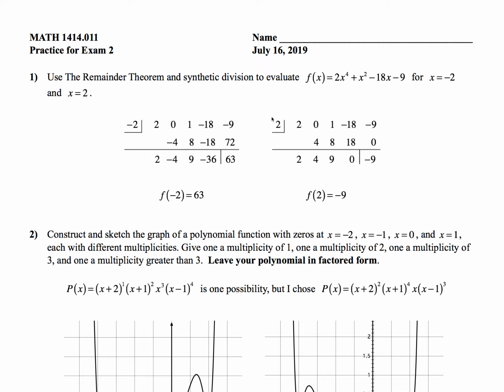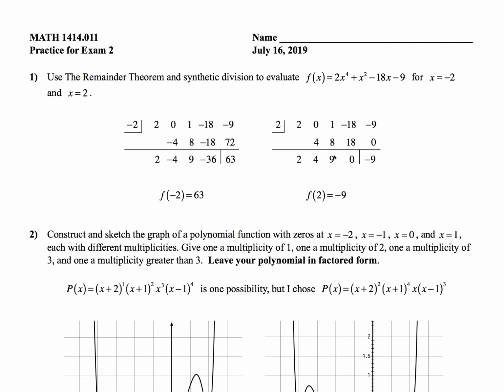So we drop the 2 down, and +2 times +2 is 4. Add this column, 0 and 4 is 4. And we multiply the 2 times this value. 2 times 4 is 8. We put the result here, and we add this column. 1 plus 8 is 9. Then we multiply the 2 times the 9. 2 times the 9 is 18. And -18 and 18 is 0.